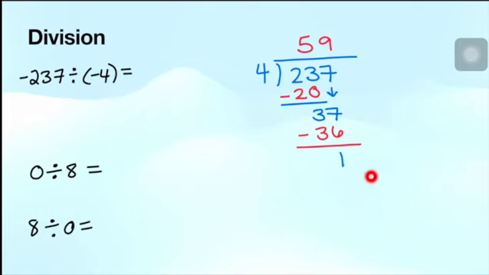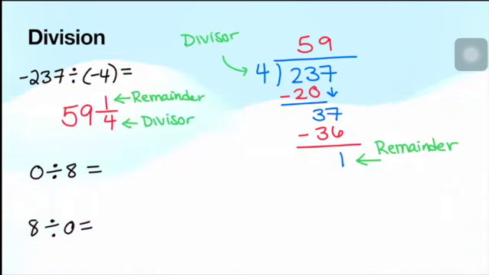There's no more numbers to bring down, so we can actually stop our division here. The 1 is our remainder, and we can rewrite our answer as 59 as our quotient, 59 and 1 over 4. Notice you can write that as your remainder, 1, over your divisor, which was 4. So this is 59 and 1/4.